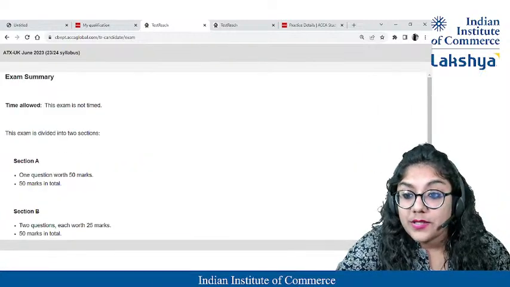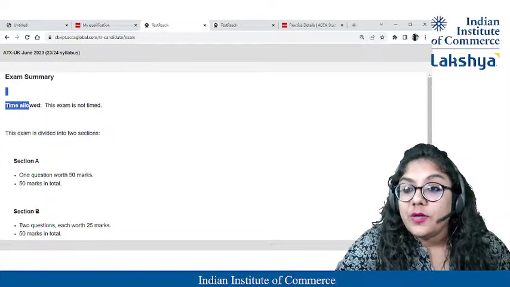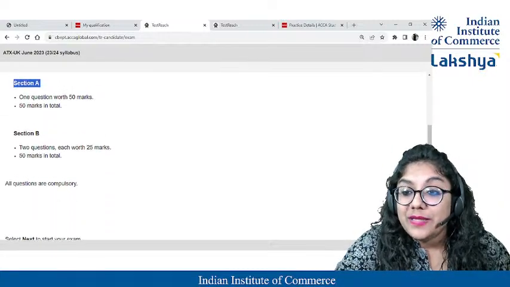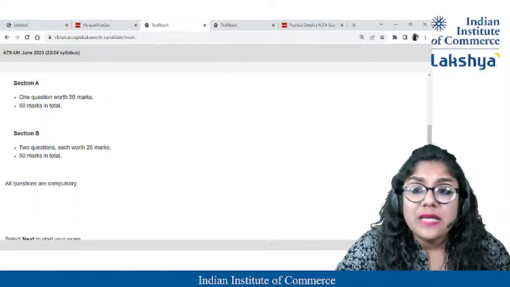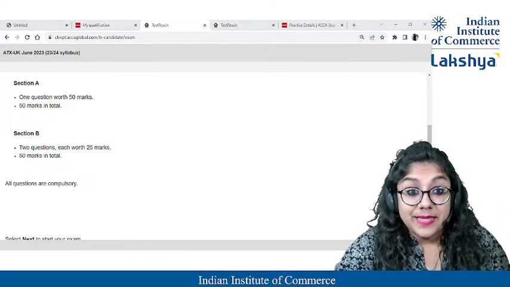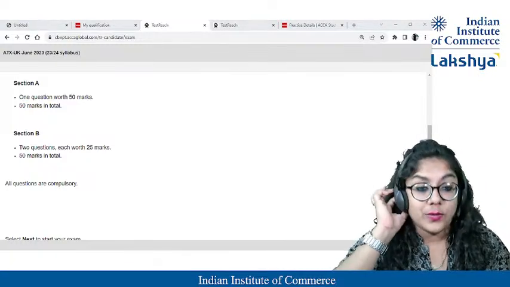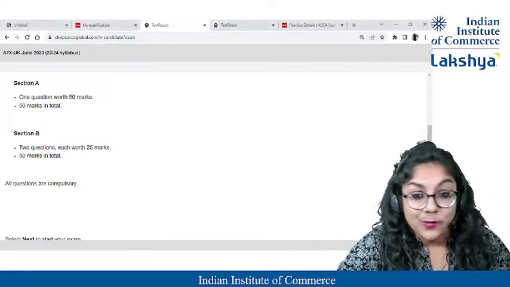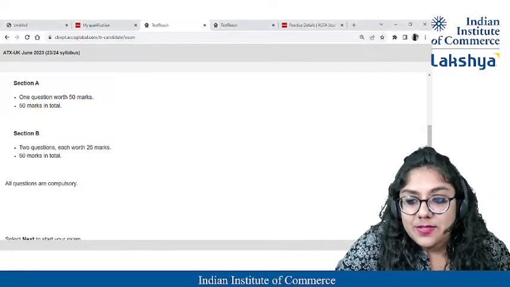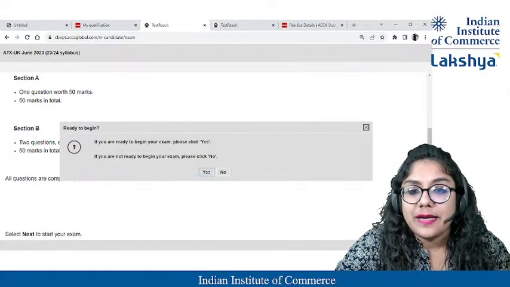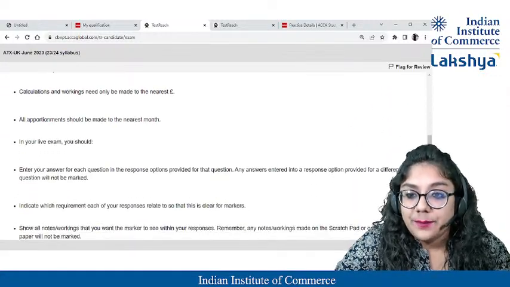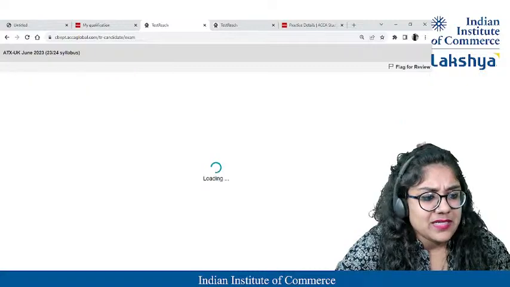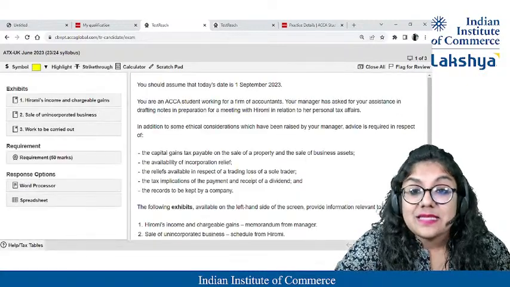So if I just click on this, now see, time allotted is not there, but you see section A over here, it's 50 marks, only 1 question. Prior to this, many times it was 2 questions, and the professional marking was also not so much, but now it is only 1 question, and in section B there are 2 questions which are compulsory. So let's go ahead with question number 1, which is important, and everything is given. So yes, this is how your paper looks.